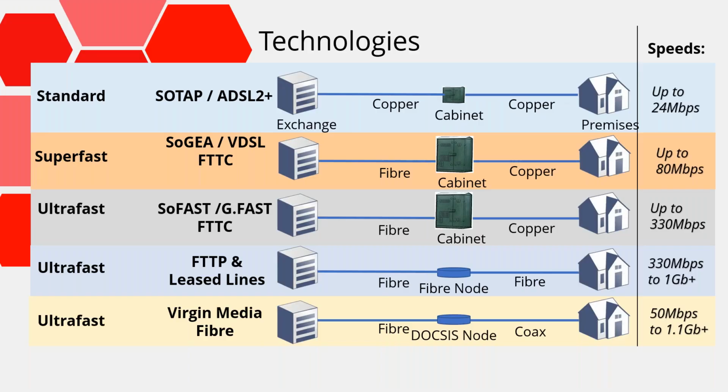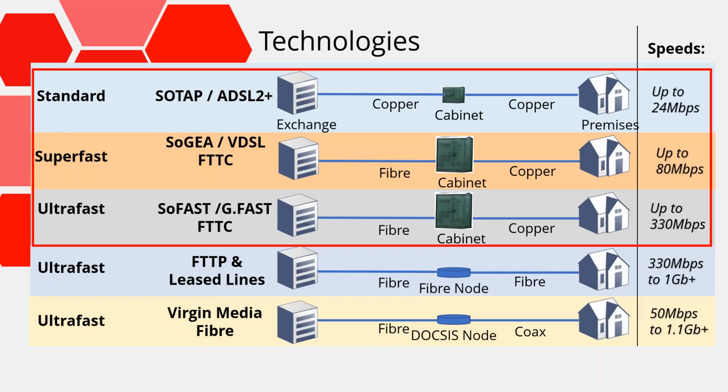There are many different types of internet connections offered by internet service providers. The very old ADSL is still available in some locations where around 20 megabits per second download speeds are provided. This service is now renamed to SOTAP, Single Order Transitional Access Product. It is still based on old telephone copper lines.